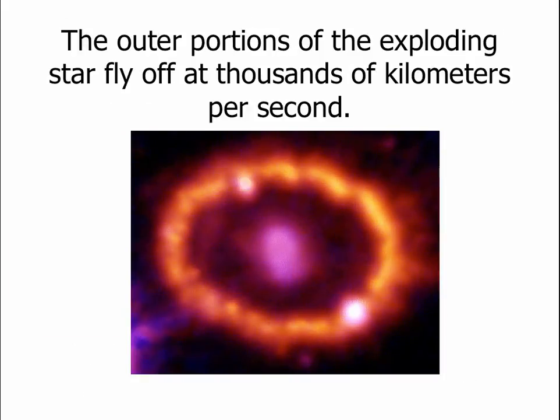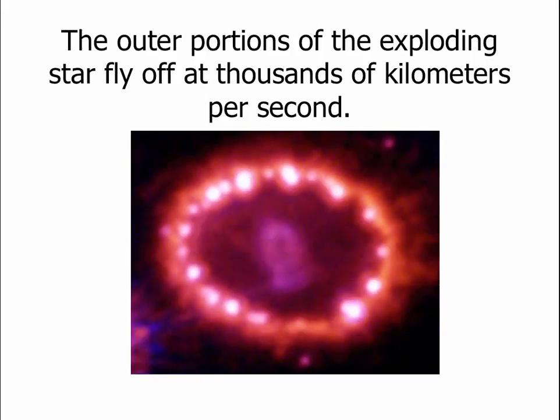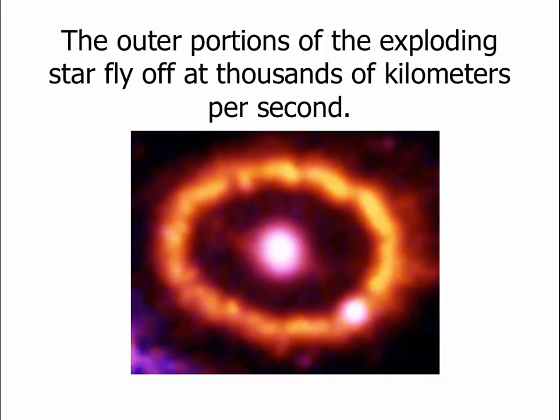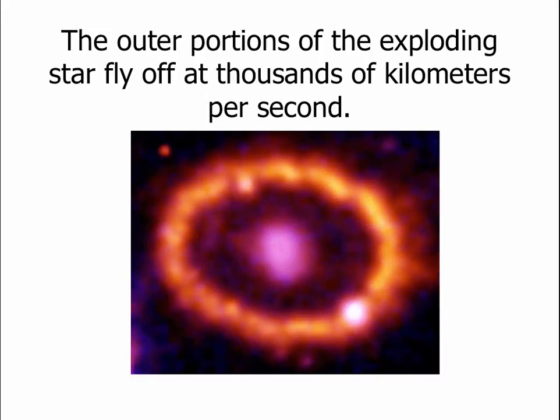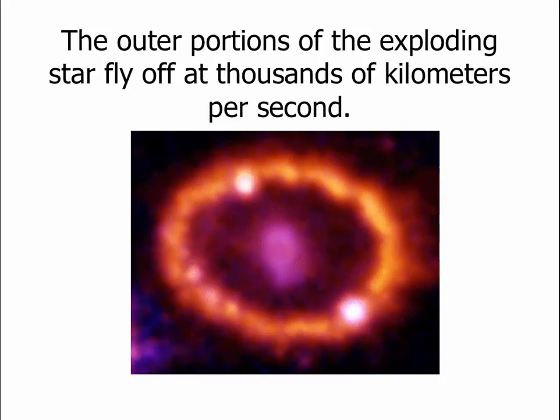So once the supernova happens, those outer layers of the star are flung off at thousands of kilometers per second. This is a good fraction of the speed of light. This movie that you're seeing is a picture of supernova 1987A.